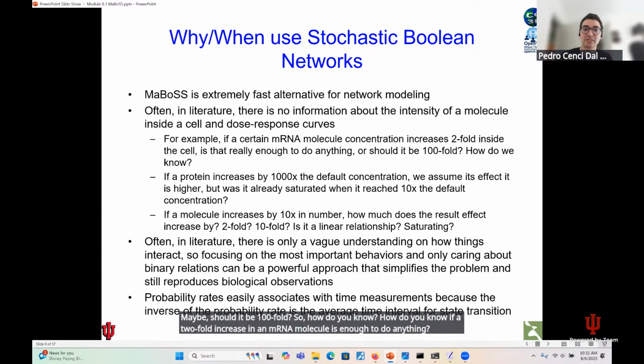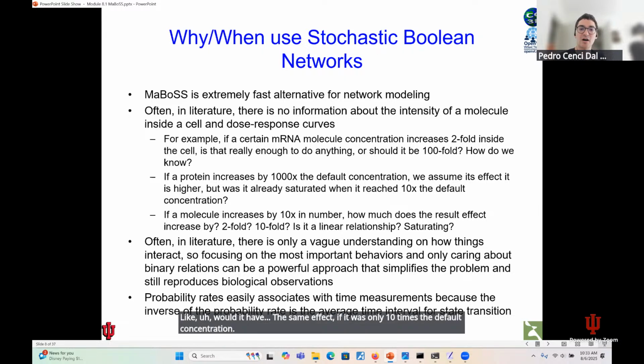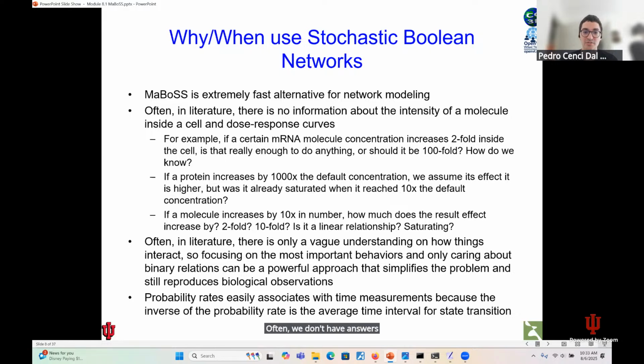Let's suppose a protein increases by 1000-fold. Okay, we might assume that it does have an effect in the cell because it increased 1000-fold. But by the time it got to a thousand-fold the default concentration, is it already saturated? Would it have the same effect if it was only 10 times the default concentration? Often we don't have answers for these questions.